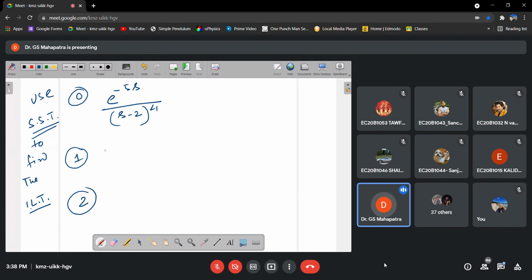If your roll number divided by 3 has remainder 1, you have to consider this problem: s plus 1 divided by s square plus 1, into e to the power minus s. If you divide your roll number by 3 and the remainder is 2, you have to consider this problem. Next one.